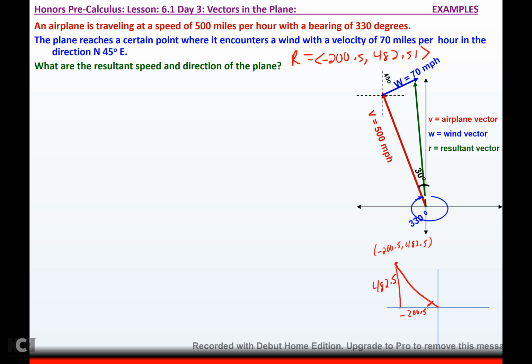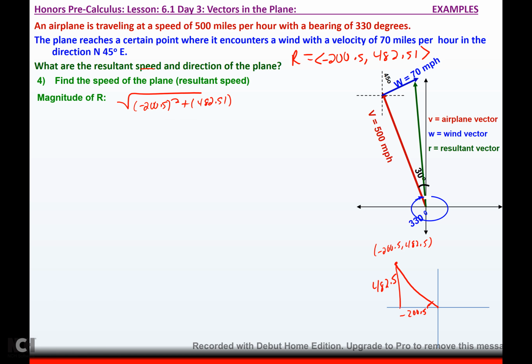And so from there, well, I'm sorry, first let's find the speed. Let's find the magnitude. So to find the magnitude, we take the square root of negative 200.5 squared plus 482.51 squared, which gives me 522.51. That's the speed, so that's miles per hour. There's the speed of the plane.